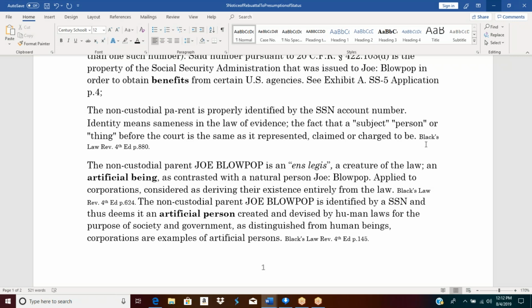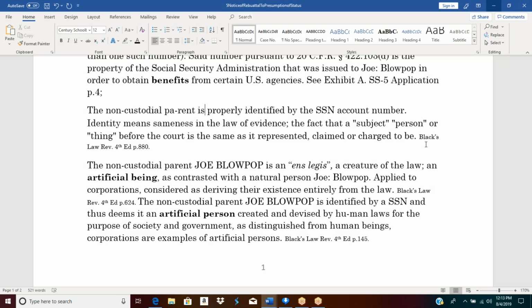Now, there is a technique that is going around. It is called subrogation, where you put yourself in the place of a person. You don't want to do that in this instance. The agency is doing that. They're subrogating you. They're saying that Joe of the family Blowpop, the man, is in fact Joe Blowpop, the non-custodial parent. So you want to set that in motion and set it straight.